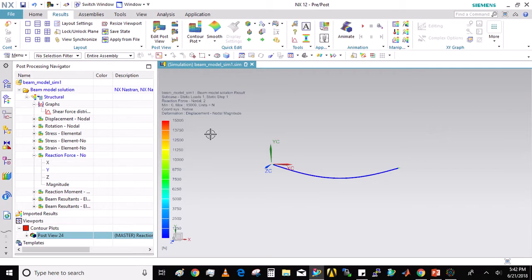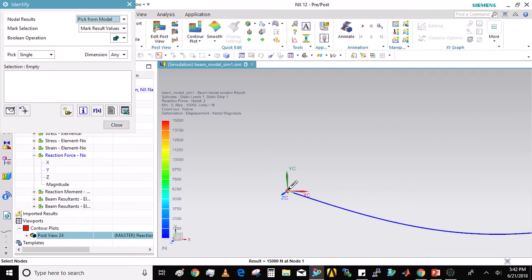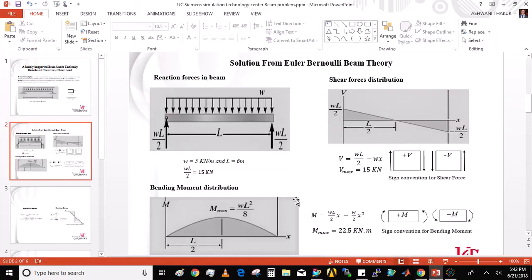As we saw, at the two ends the reaction force was 15,000 newtons or 15 kilonewtons, and if we cross-check it with the theoretical results, it matches perfectly: 15 kilonewtons.